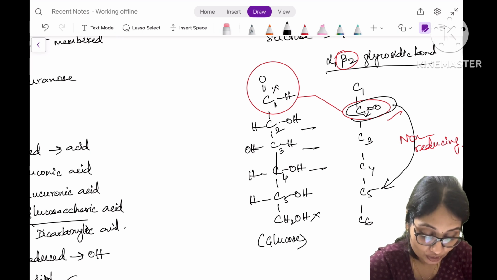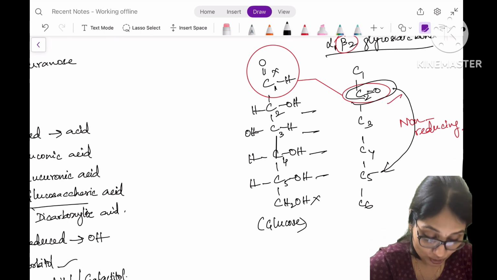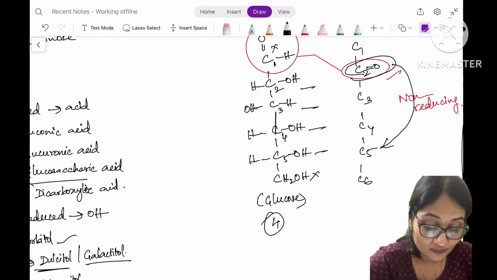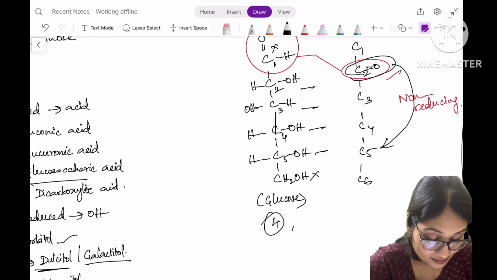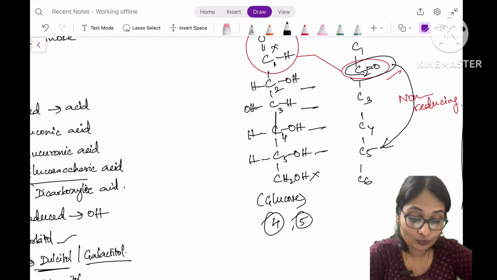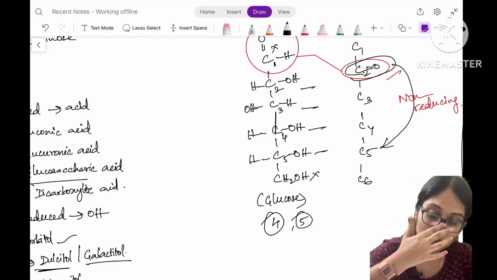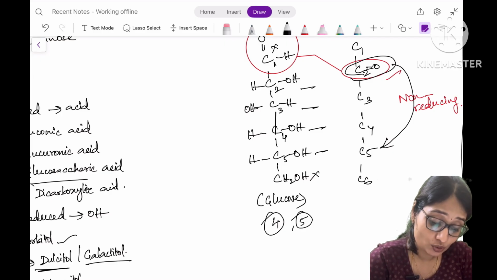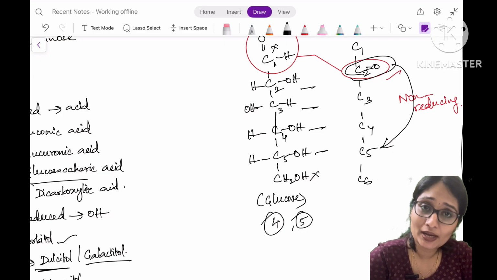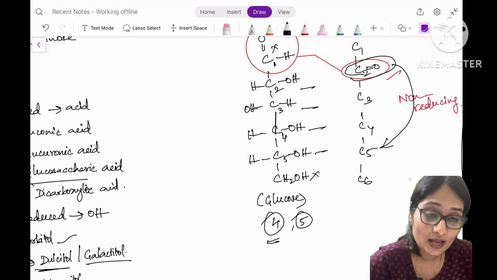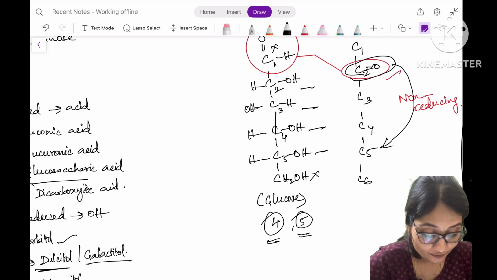1, 2, 3, 4. So in the straight chain we have 4 chiral carbons for glucose, whereas in the ring form it has 5 chiral carbons, because C1 is also involved in a ring formation. It is involved in a bond, so C1 is also a chiral carbon there. So in linear form, glucose has 4 chiral carbons, and in ring form, glucose has 5 chiral carbons.